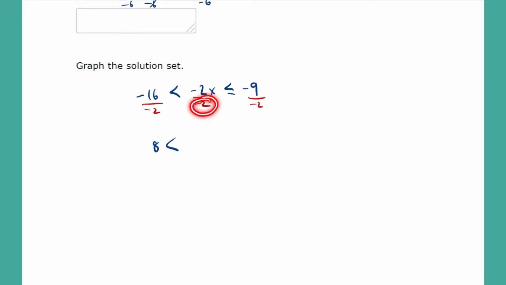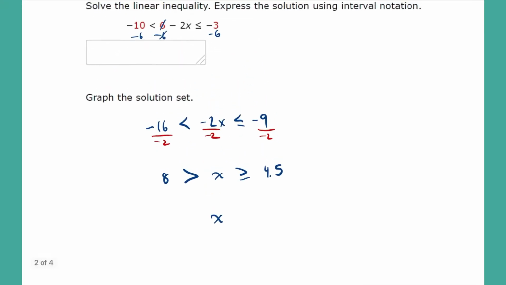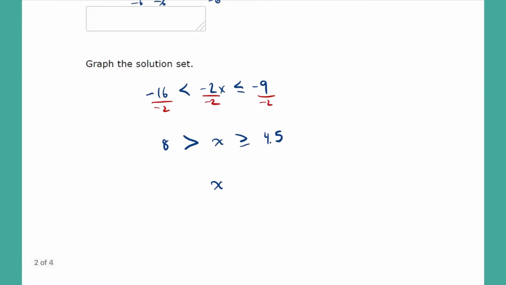Oh, however, we are dividing by a negative number. So actually these inequalities are going to switch direction. 9 over 2 is 4.5. We can just call that 4.5. It's probably a little bit easier to look at this way. x is less than 8. Let's see here. This is going to be x is less than 8 and greater than or equal to 4.5.